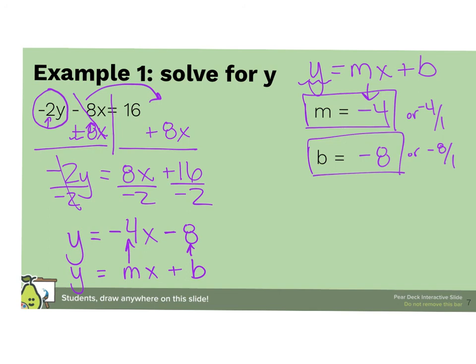So now you're going to have 4 practice problems. You should have time to do at least 2 of them. Some of you will get through all 4, and then it'll be time for your exit ticket.